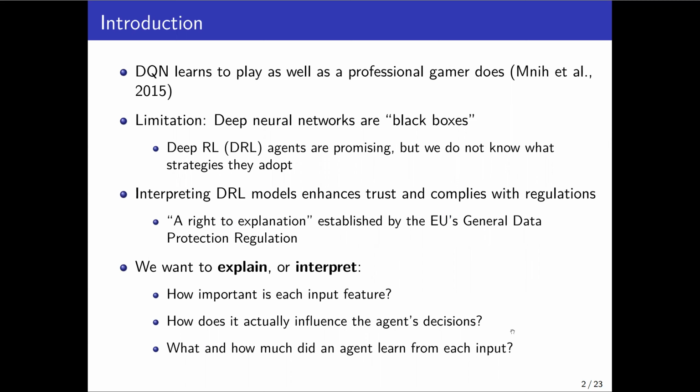On the other hand, recently, as the EU's General Data Protection Regulation did, governments and international organizations began asking algorithms to explain to users how a decision was made. So not only to comply with such regulations, but also to enhance trust as well as the performance of models, we would like to interpret or explain the decisions created by our models and answer questions such as: how important is each input feature? How does it actually influence the agent's decisions? And what and how much did an agent learn from each input?